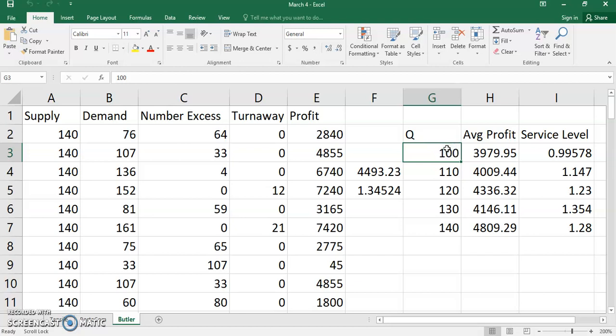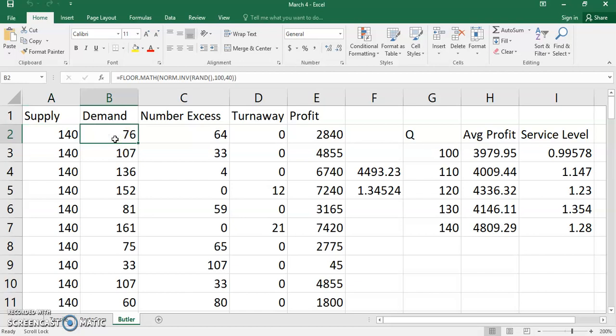Those are the different Qs that I've done. So the last one was 140. That's why column A says 140. But actually try it out for yourself. Change all those 140s to 100s and see what you get. So in A, I have 140 for my supplies.